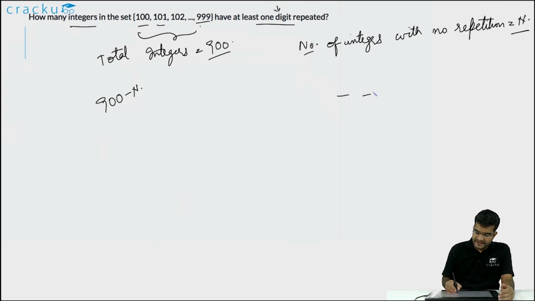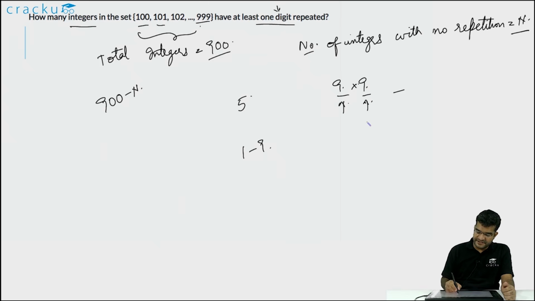So we have 3 digits that we need to fill up, and there should be no repetition between these 3 digits. The first digit can be any number from 1 to 9. The first digit cannot be 0, so it can be selected in 9 ways. Once you select a number, let us assume that you have selected 5. The second digit can be any number which is not equal to 5. It can be either 0 or 1 or 2 or 3 or so on till 9. It just cannot be equal to 5. So again you can select this in 9 ways.